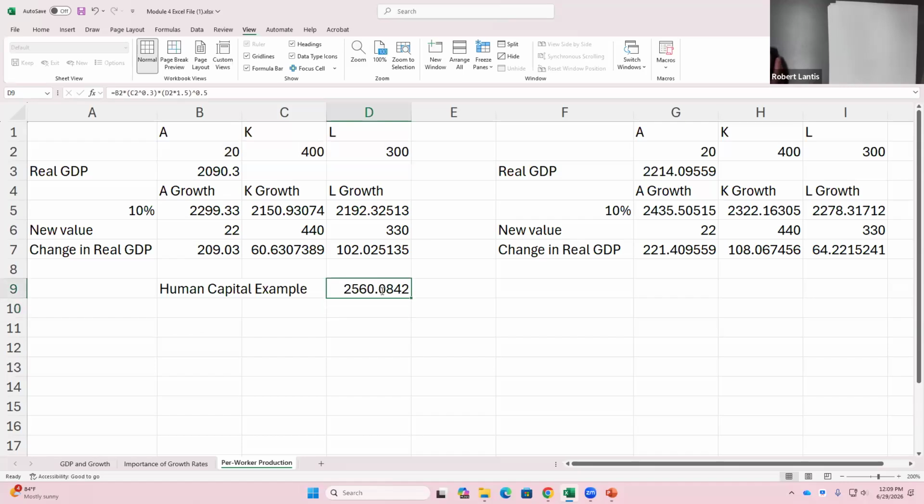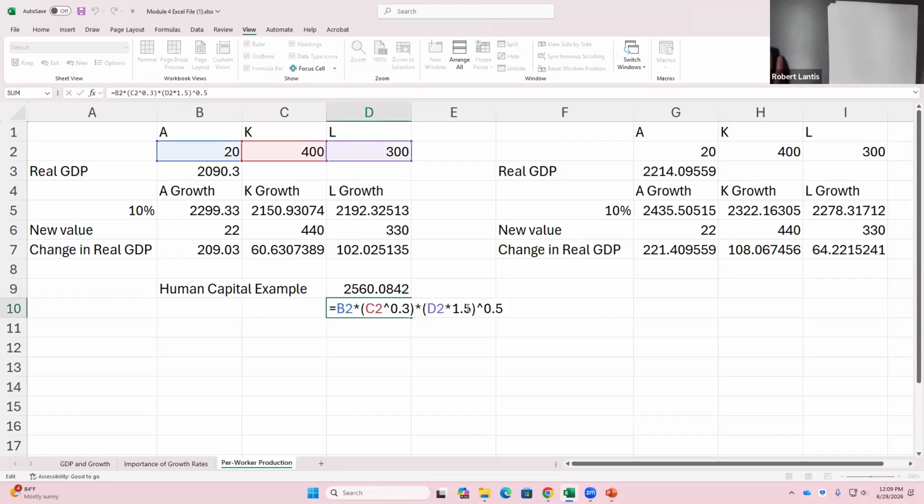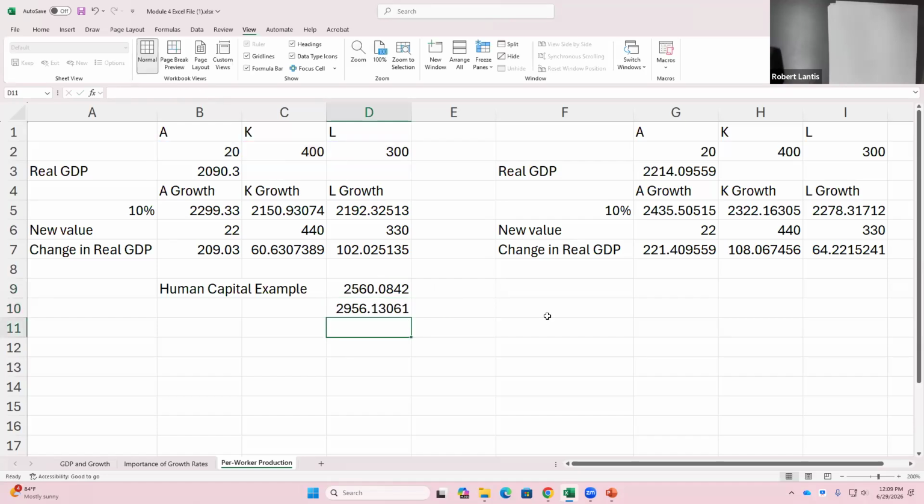And I could then go through even more examples. So let's say I have that same equation, but now I invest more into human capital. Whoops. 2 instead of 1.5, I should get even larger increases in real GDP than before. Now remember, this is using the same amount of labor. It's just that because they have higher levels of education or higher skill levels, they're going to be more effective workers.